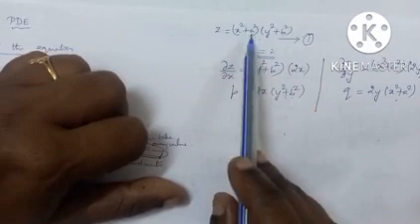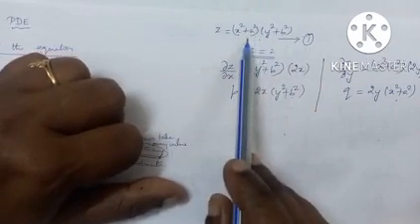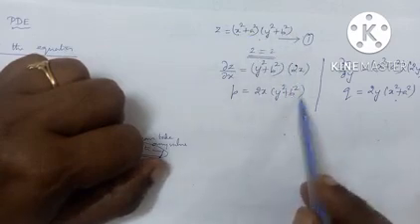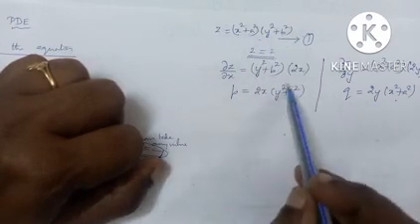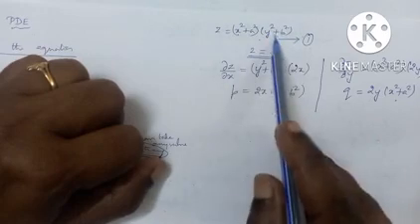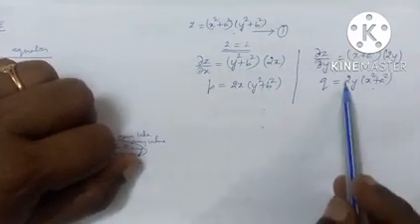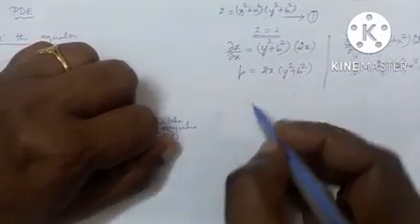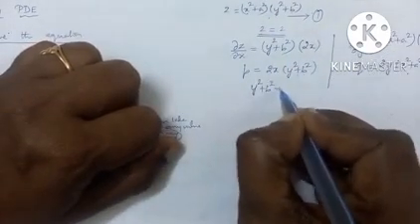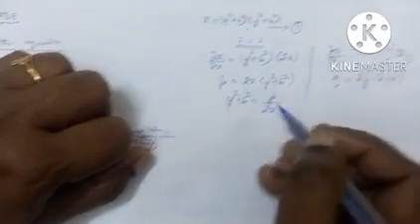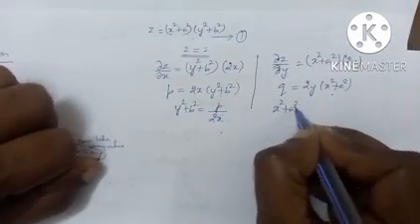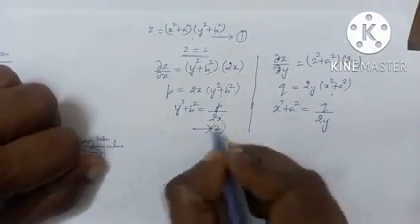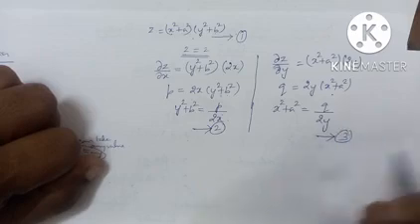So what is our need? We have to get the PDE which is free from a and b. So instead of finding a and b and substituting, find y square plus b square and replace it, and x square plus a square and replace it, which will give you the final answer. So what is y square plus b square? It is p by 2x. x square plus a square is q by 2y. So this is our second equation, and this is our third equation.